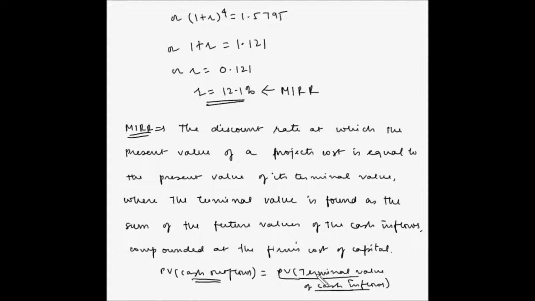So basically, in MIRR, when we are finding out the terminal value of the cash inflows, we use the cost of capital K. Similarly, when we find out the present value of cash outflows, we'll use the cost of capital K. But when we find out the present value of the terminal value of cash inflows, we will use the modified internal rate of return.